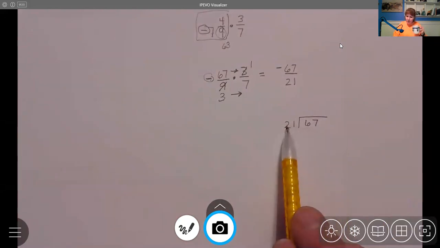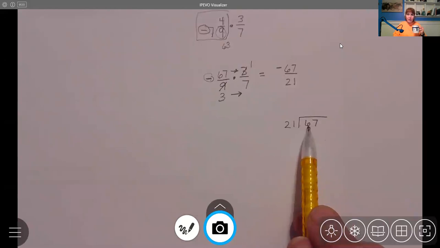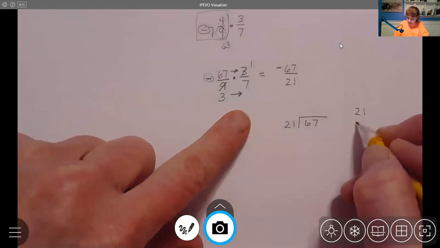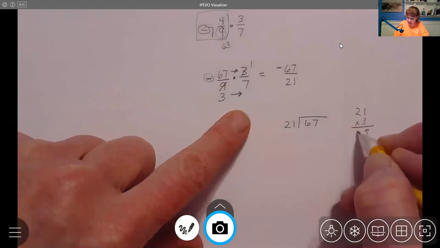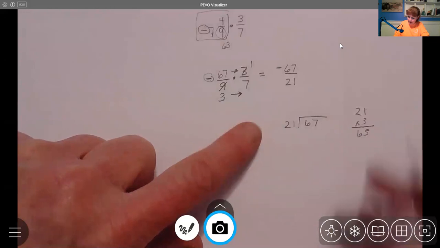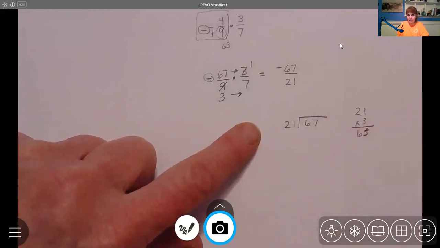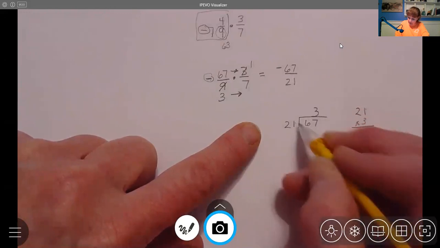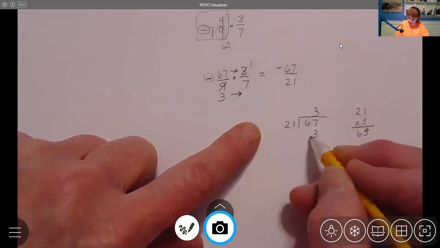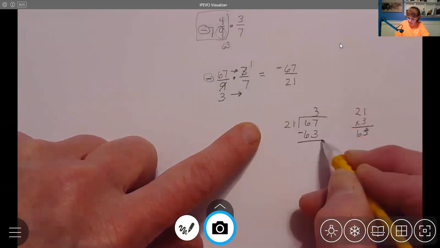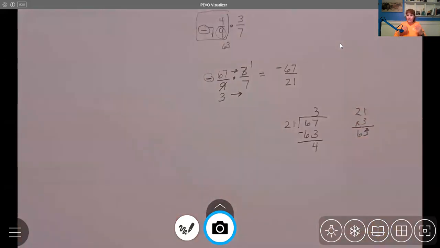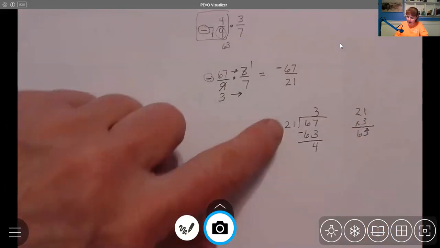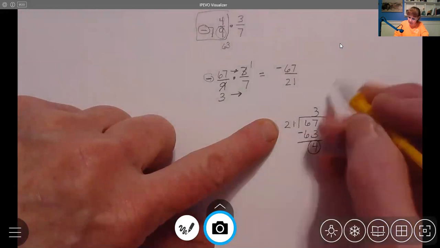So how many times does 21 go into 67? Well, 2 goes into 6 3 times. So let's try 3 and see. 21 times 3 is 63. Looks like it's going to work. So now we'll put a 3 here. 3 times 1 is 3. 3 times 2 is 6. Subtract them. Can't bring anything down, so we have a remainder of 4. So we have 3, and we take our remainder and put it over the divisor.